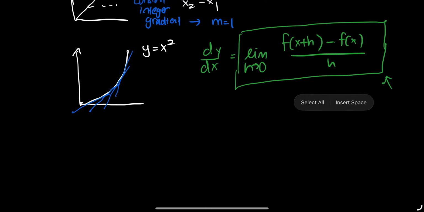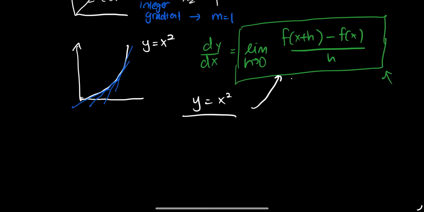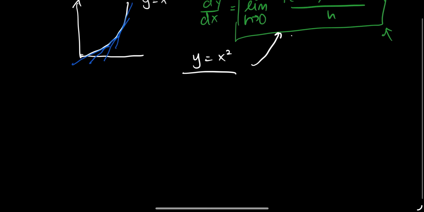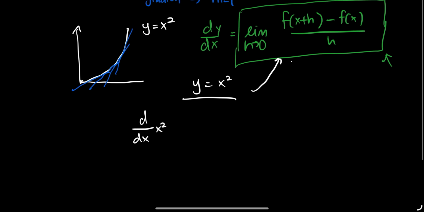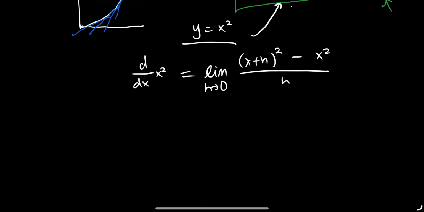So let's say I give you the function y is equal to x squared. How will you use this limit definition to find a function for the rate of change of the tangent line? So let's say I give you d over dx of x squared, right? So the limit would be the limit of h approaching 0 of f(x plus h), which is just (x plus h) squared, minus x squared, over h. You notice that if I let h approach 0 in this case, it's a division by 0 and it's undefined. So let's expand it.